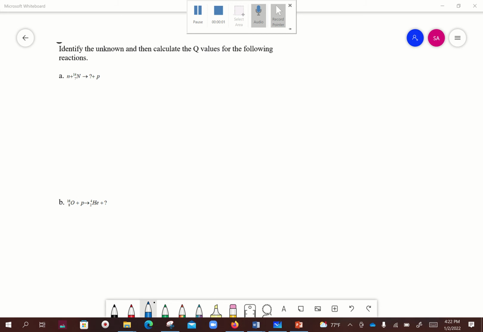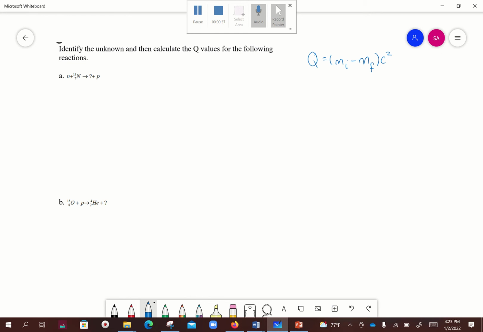Okay, there's only one kind of calculation in the last module. It's to balance a nuclear reaction and to calculate the Q value to find whether it's an endothermic or exothermic reaction, whether energy is released or energy is absorbed. So what's the Q value? The Q value is equal to, by definition, the mass of the initial constituents minus the mass of the final constituents times c squared. So let's look at our first reaction.